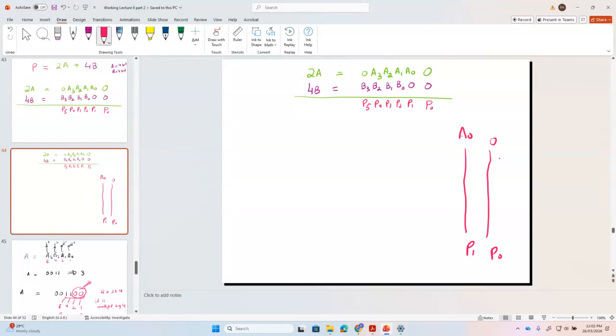Okay, what will be my P2 now? A1 plus P0. Okay, so do we need a full adder or a half adder? Half adder, because we do not need a Cn, there is no carry in. There is no carry out. Okay, so now we need a half adder.